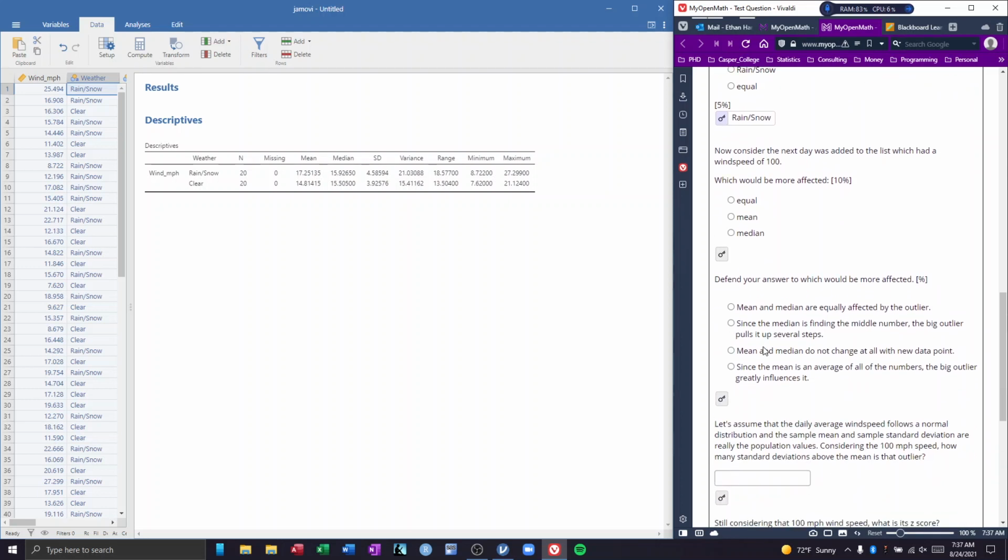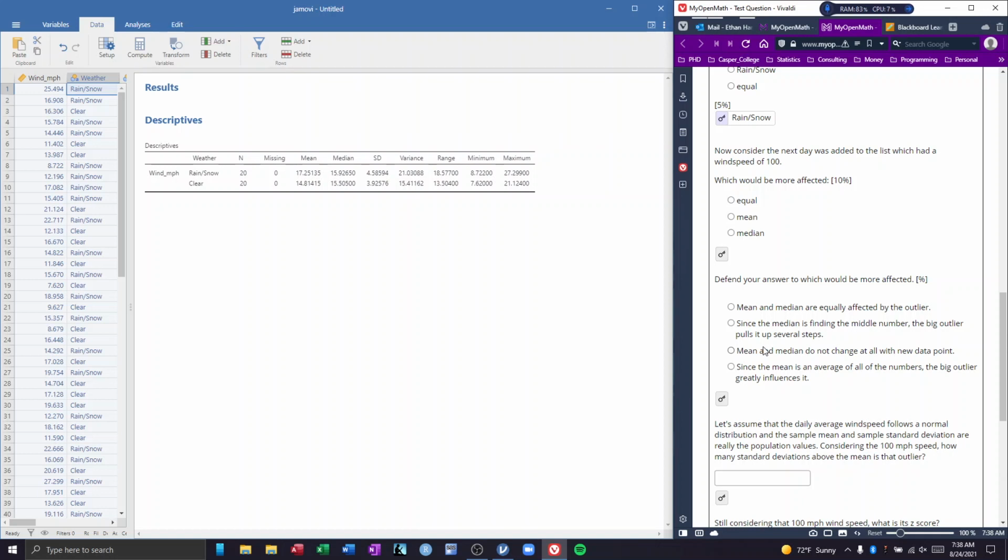Okay, new question. Now consider the next day was added to the list, like day 41, which had a wind speed of 100 miles per hour. Which would be more affected: the mean, the median, or were they equally affected? Typically, it's not always, but typically the mean is more affected than the median. The reason is that the mean is affected by outliers. Big outliers can pull the mean towards the outlier more than the median.